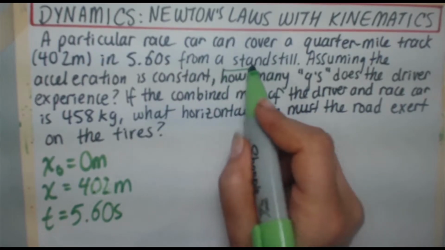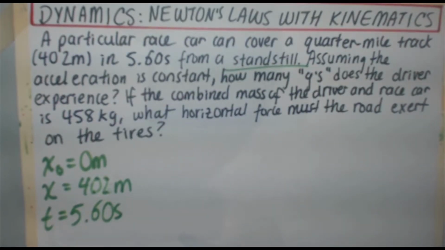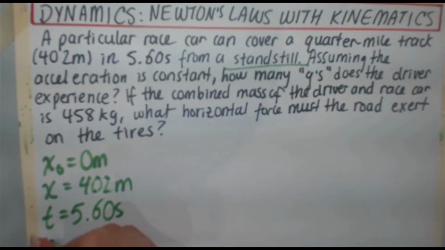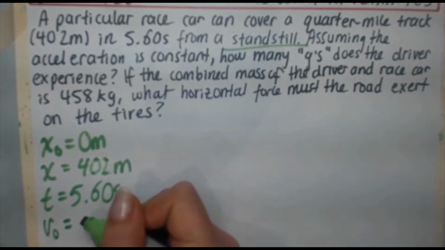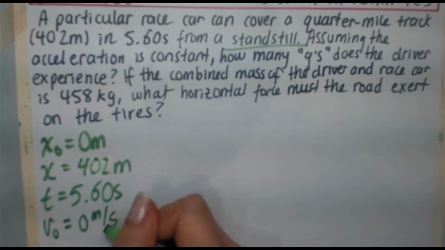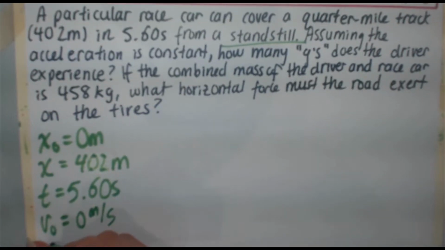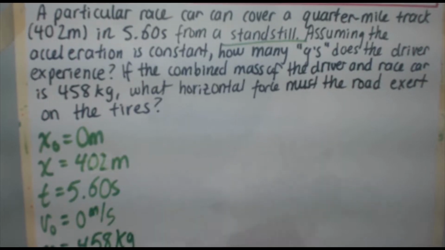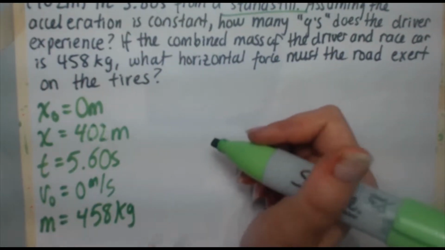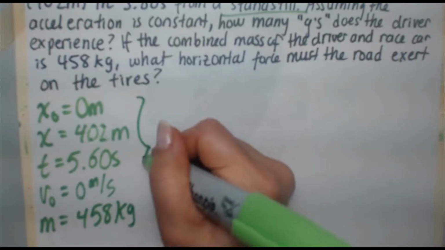Now, it says the car starts from a standstill. That implies that the initial speed is 0, so v0 is equal to 0 meters per second. And the last piece of information we're given is the combined mass of the driver and the car, which is 458 kilograms.